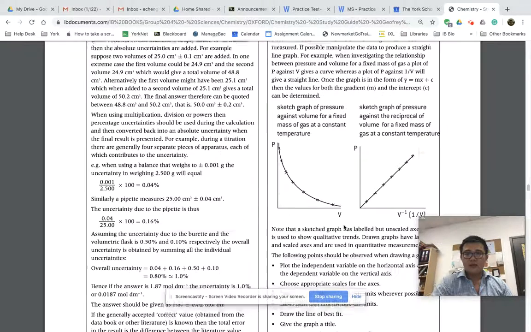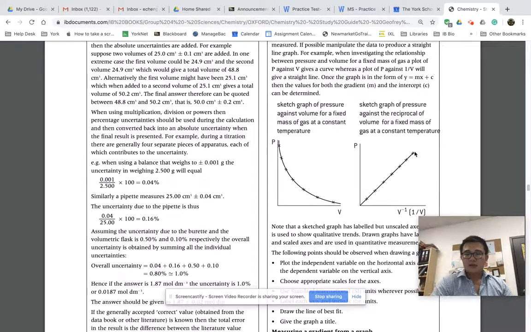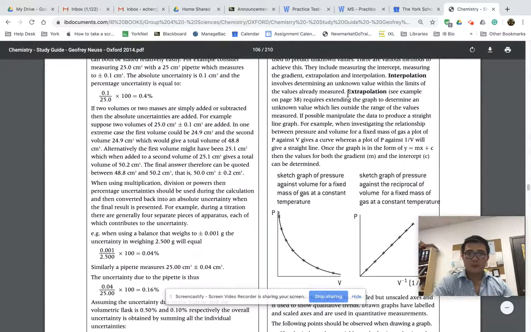So let's just say, I want to know the gradient, or what's the slope within this range, or within this range. Okay, that's the first one, interpolation. Extrapolation is if you have to extend the line based on the curve, then it's extrapolation.